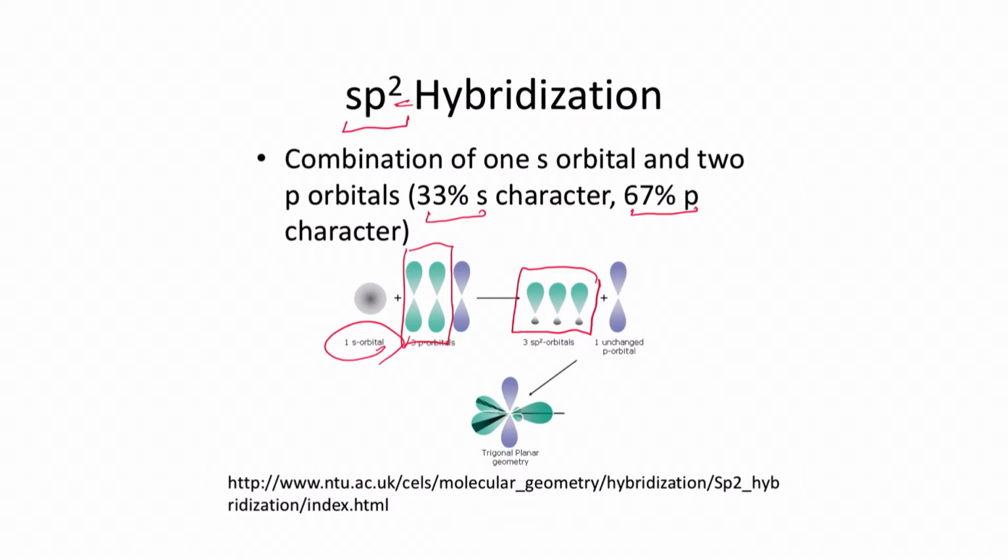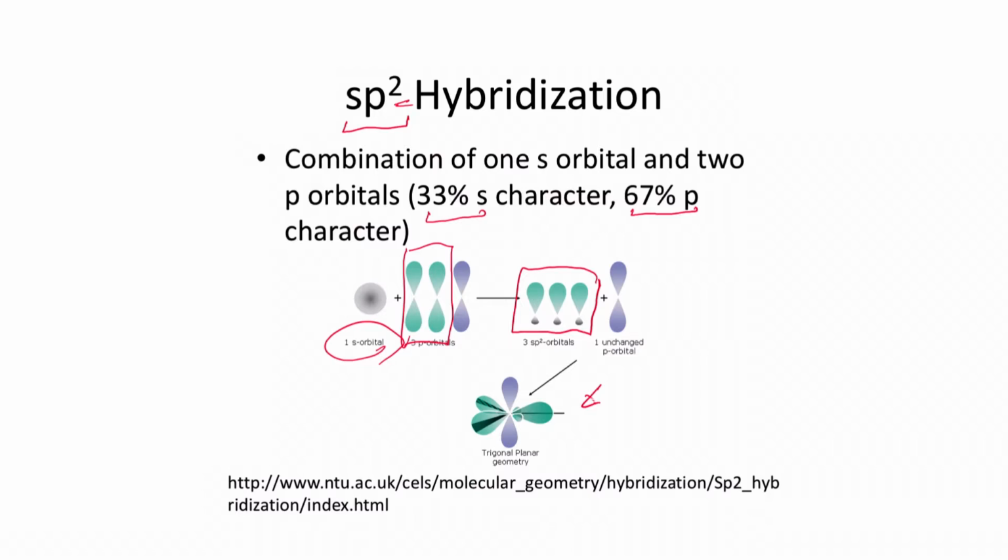Now I have 3 things in space. These are going to have a different geometry. Instead of being linear, like the sp hybridization was, this is going to be more like a trigonal planar geometry, where the angle is going to be about 120 degrees.